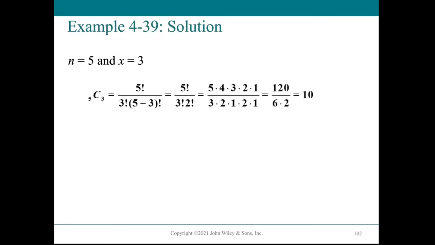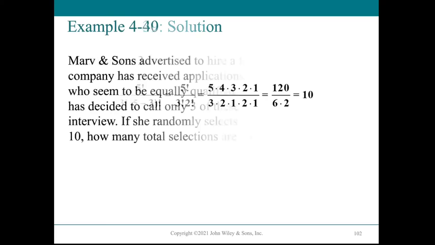So you have n is 5 people, and you just select 3 out of the 5. How many possible groupings, that is, combinations of people, do you have? You get 10. So just plug in the equation.